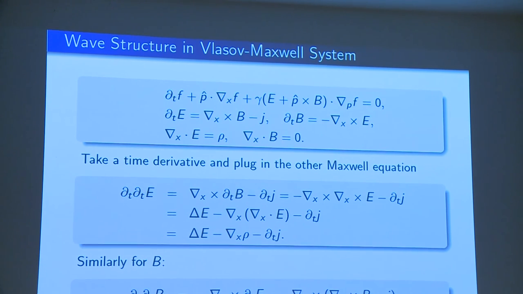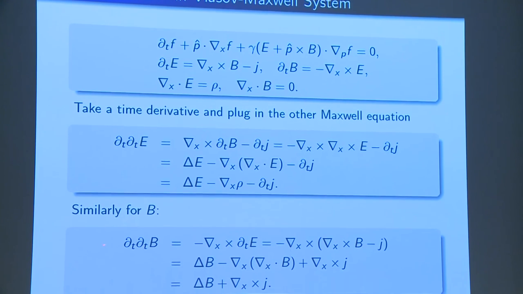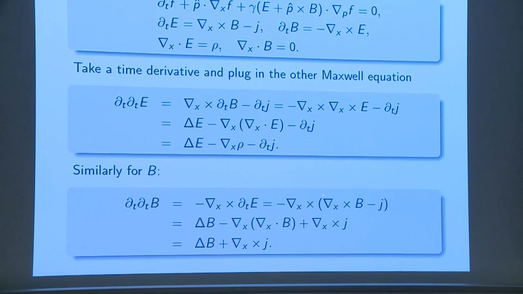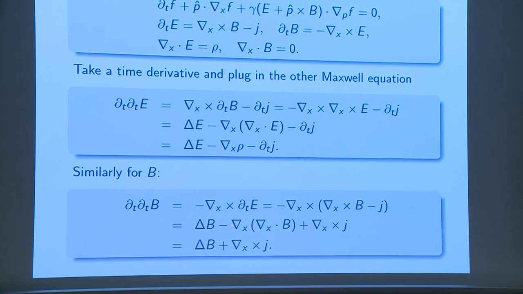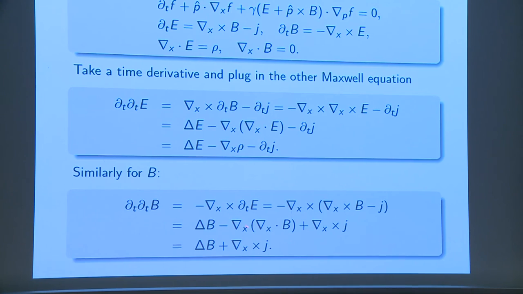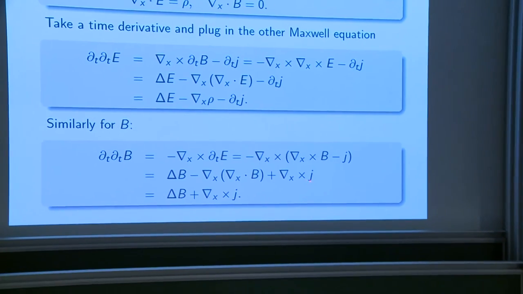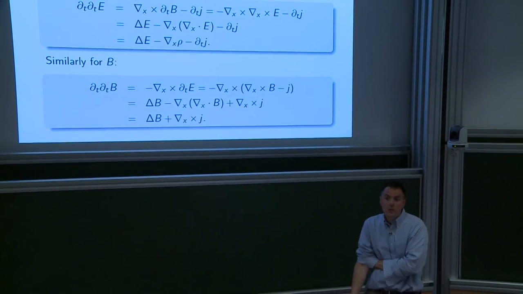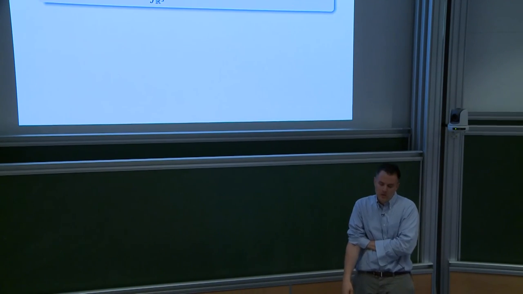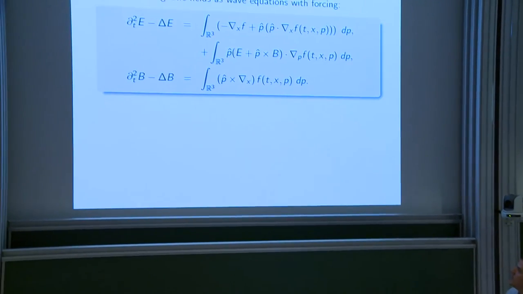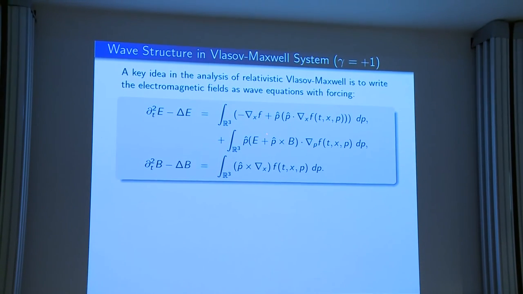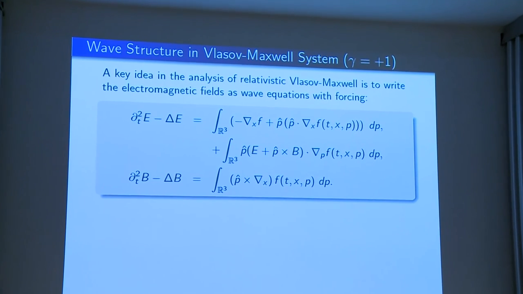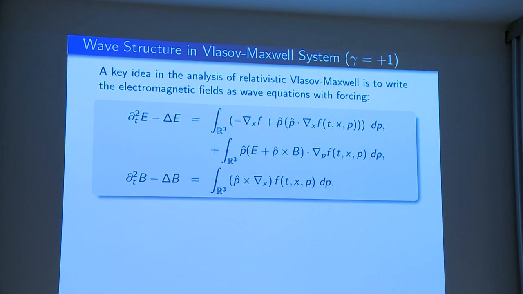And similarly for B, you have the second time derivative of B, you pull that onto E, you plug in the related Maxwell equation, and you get the Laplacian of B minus the gradient of the divergence of B minus this curl J term, and the divergence of B is zero there. So you get two wave equations. This is the wave structure for Vlasov-Maxwell, and for now I just set gamma equal to plus one.